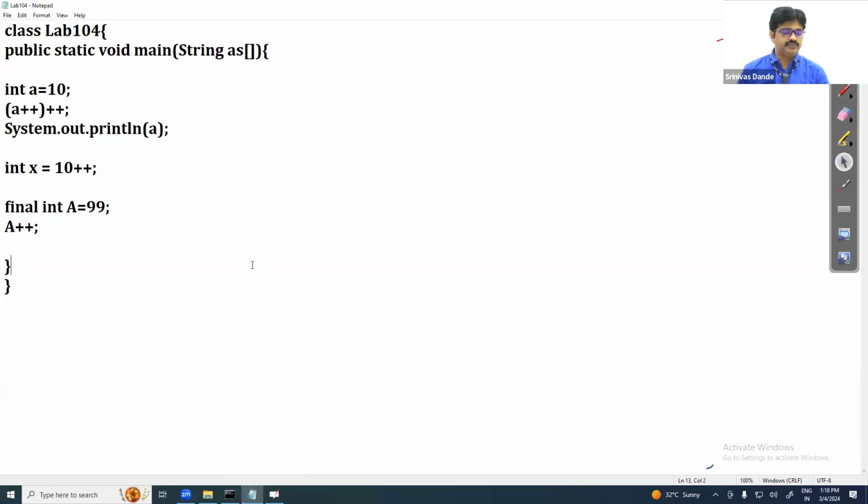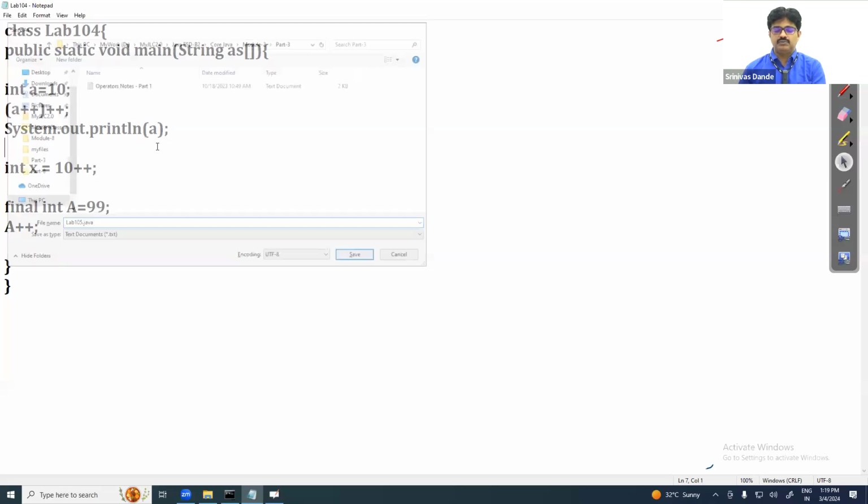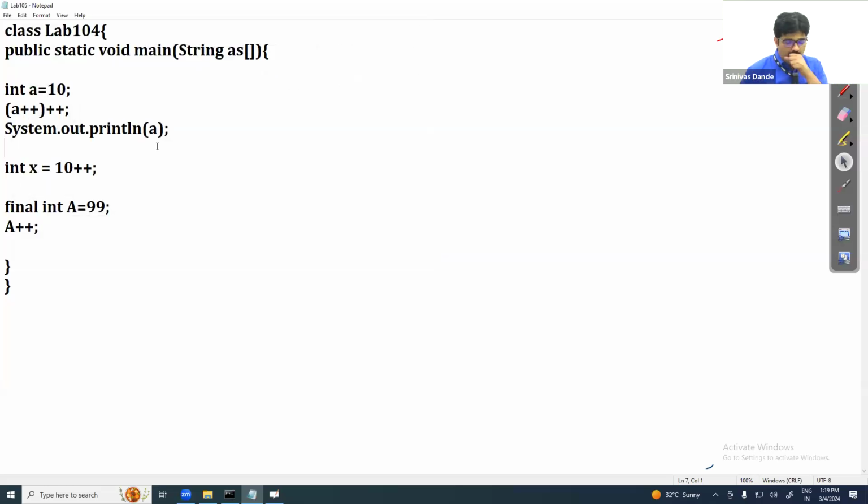We'll go deeper and understand prefix and postfix more, right? Naveen, I don't understand your question. Yes, A is another variable, purely another variable.